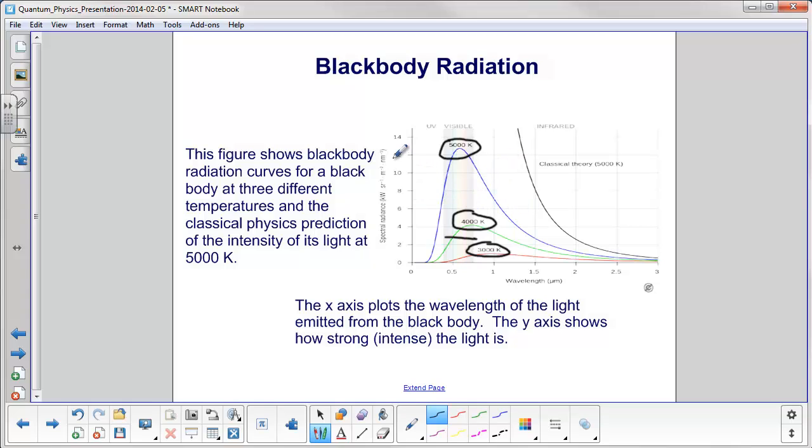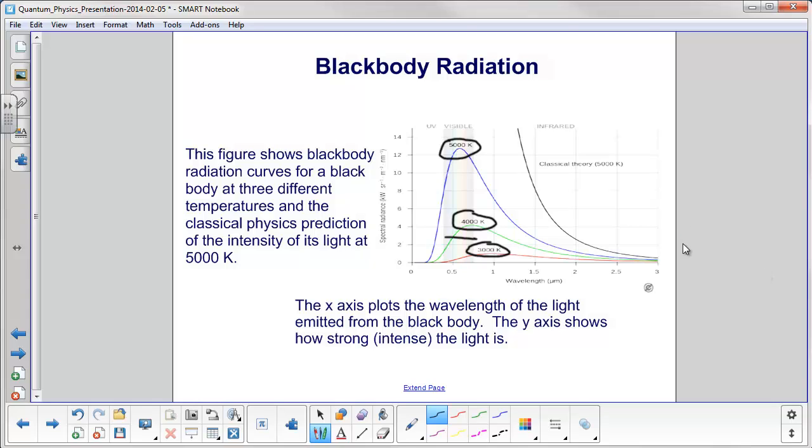What else can we show? Here's the intensity. This is how strong the light is. So the higher the curve, the more intense the light is at that particular wavelength. Another way of saying that, the x-axis plots the wavelength of the light emitted from the blackbody, and the y-axis shows how strong it is.